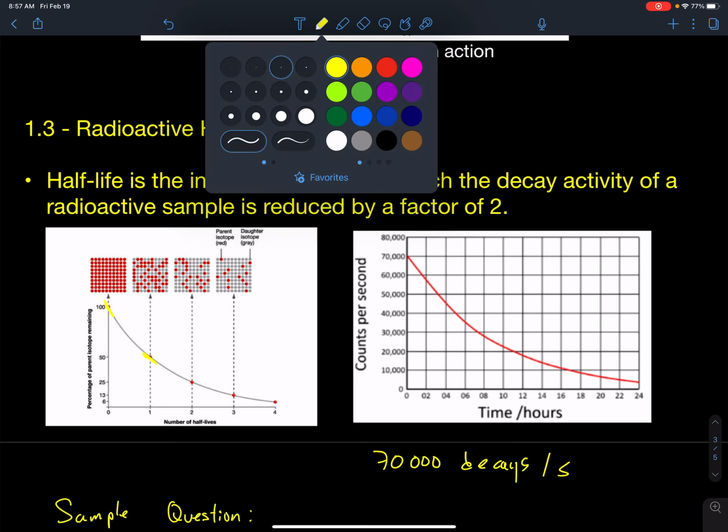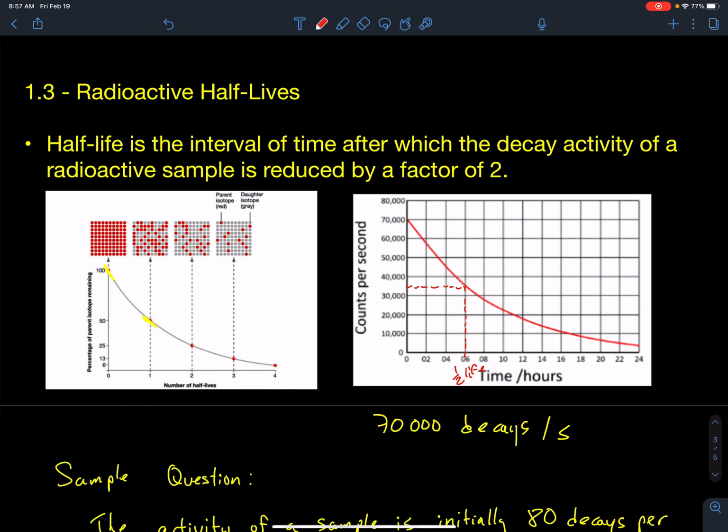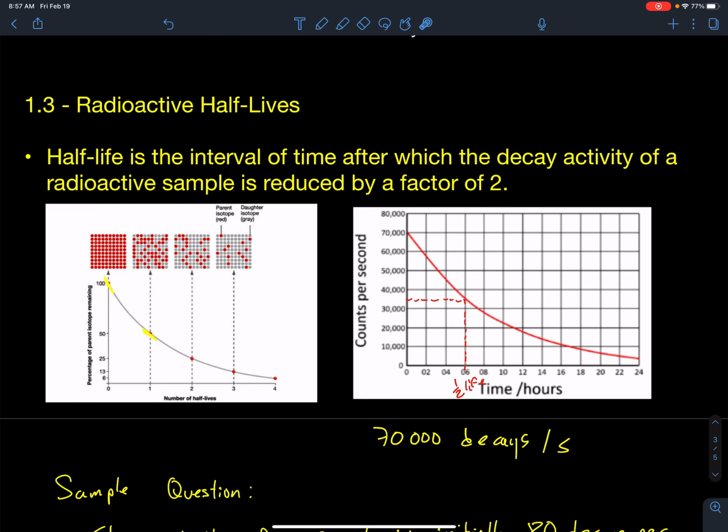So at this point over here, let's put a better color here. At 35,000, that's my first half-life. So if I read the axis, it's in hours. So the half-life, which is T1/2, is equal to 6 hours. For this sample, whatever this element is, the half-life is 6 hours, which means that in another 6 hours, at 12, I should expect half.